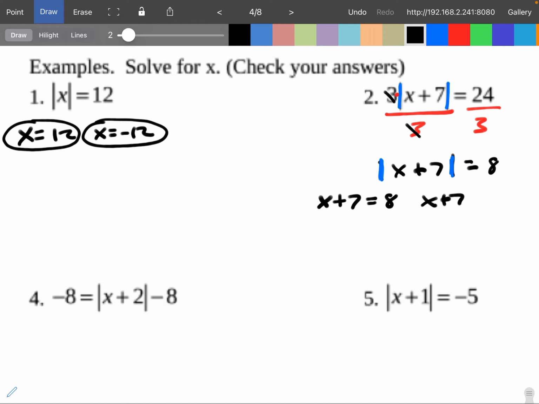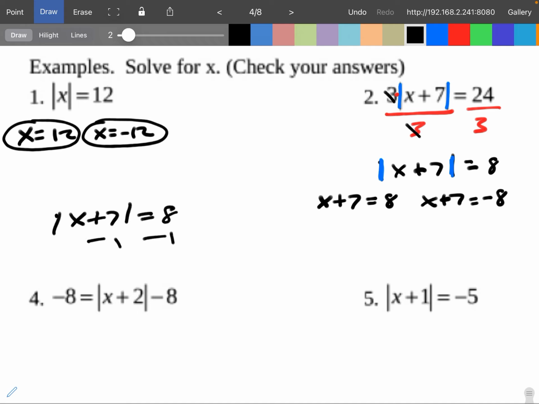So one case is going to be x plus 7 equals 8. And the other case is going to be x plus 7 equals the negative of 8. And then those are the two equations that you solve, and that'll give you both solutions.